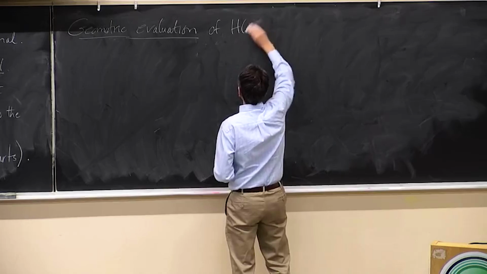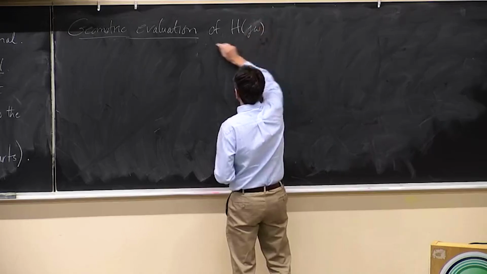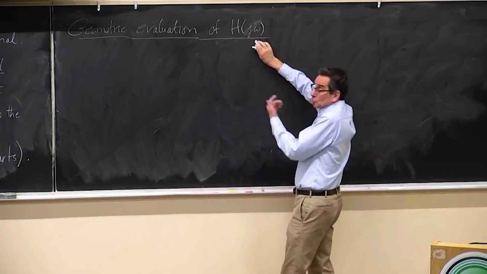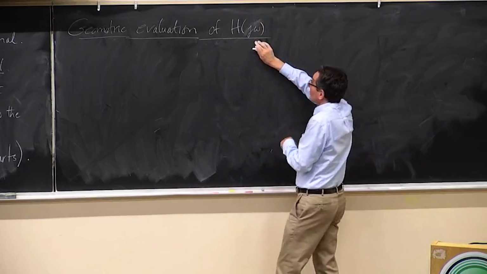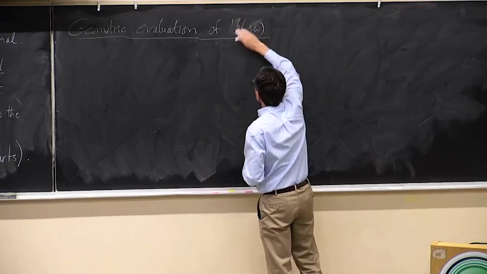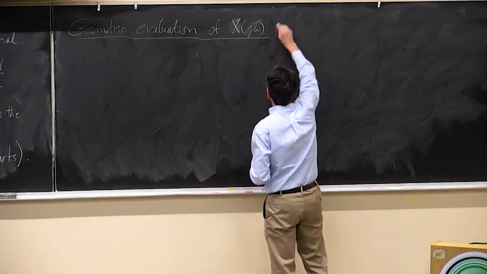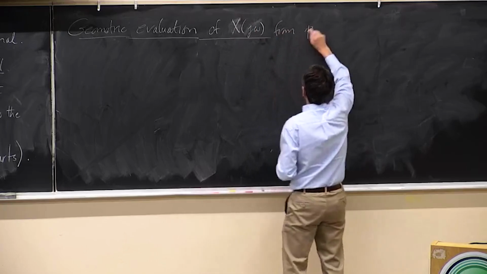I'm writing it as H of j omega because I've been talking about a filter, but it's true of the frequency response as well. So I can write it as X of j omega from the pole zero plot.